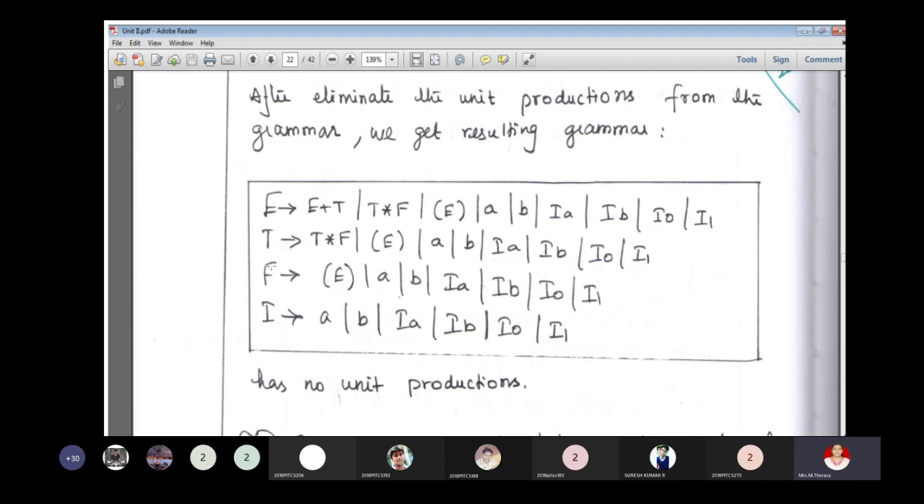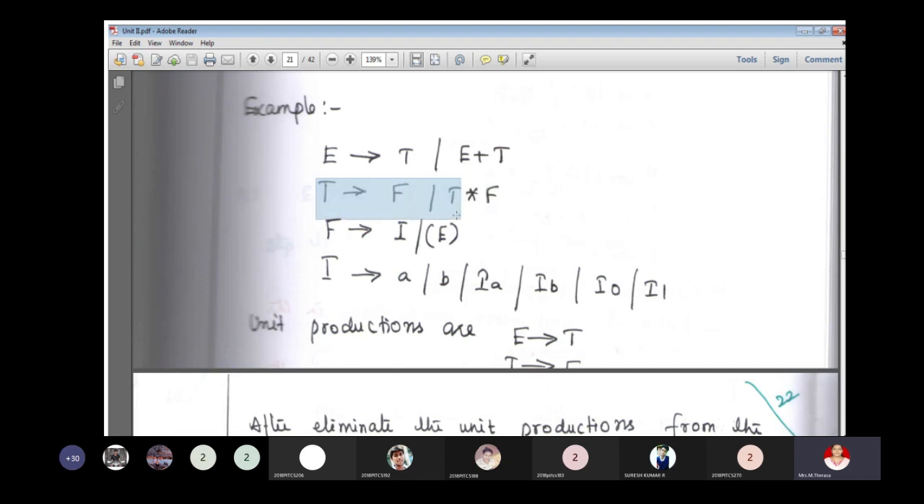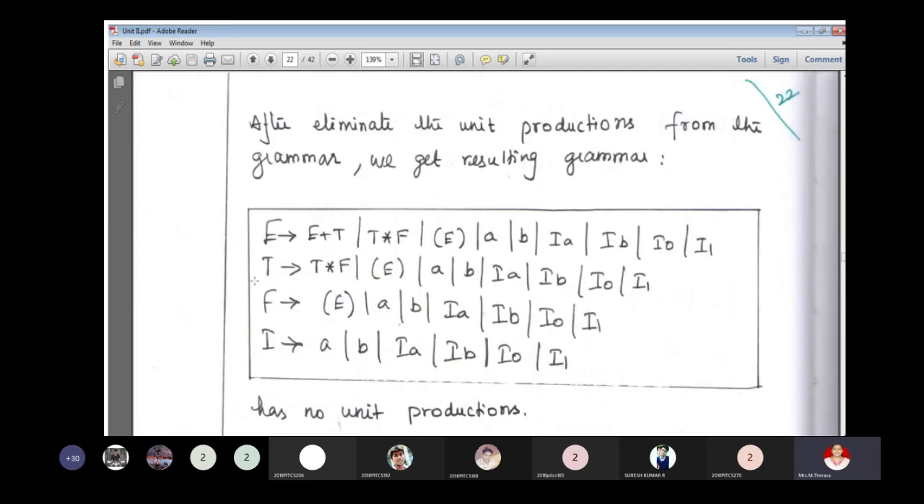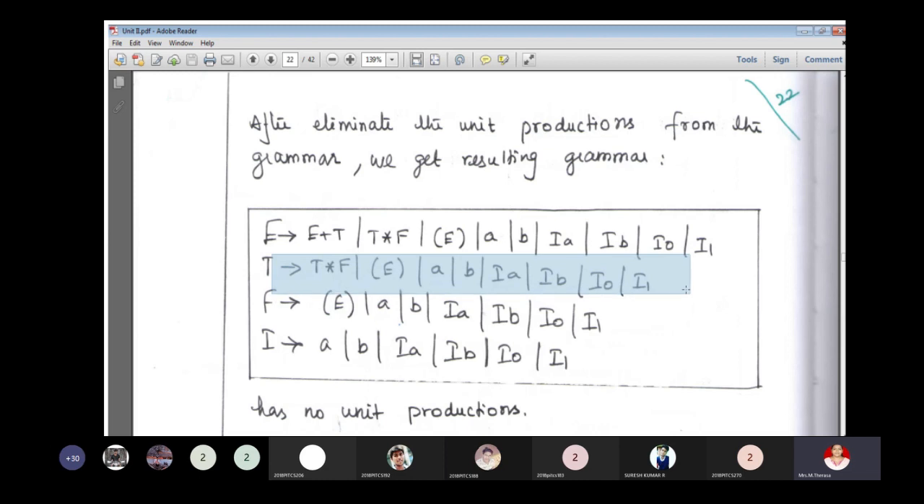Now you can substitute this F in T. Since you have F and T, instead of this F, you can substitute the body of F. So here, T tends to T star F. Already, instead of this F, we have substituted the body of F. Similarly, in E tends to E plus T, instead of T, you can substitute the body of T as T star F, open parenthesis E close parenthesis, a, b, Ia, Ib, I0, I1.